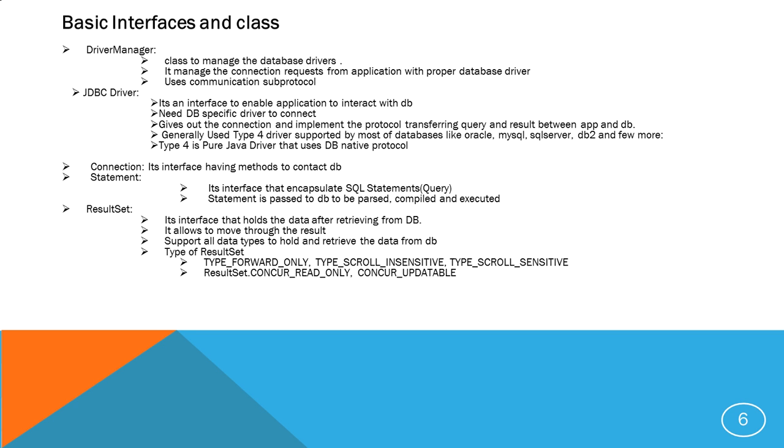Based on the concurrency, result sets are of two types. One is concurrent read only, and the second one is concurrent updatable. Whatever result set you are getting, those results will be read only if you are using concurrent read only. In case of concurrent updatable, you can update the records available in the result set.